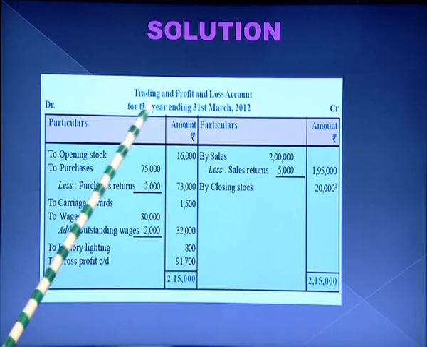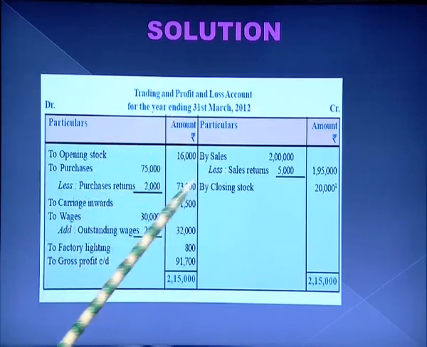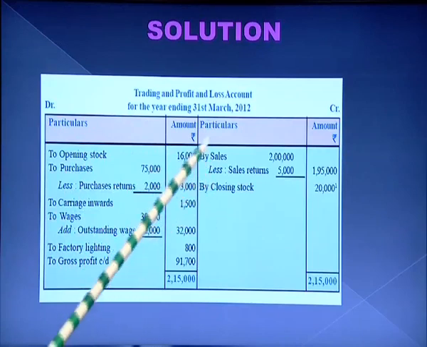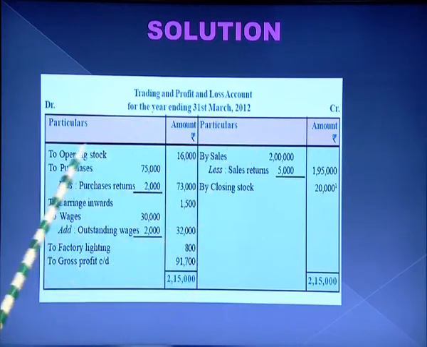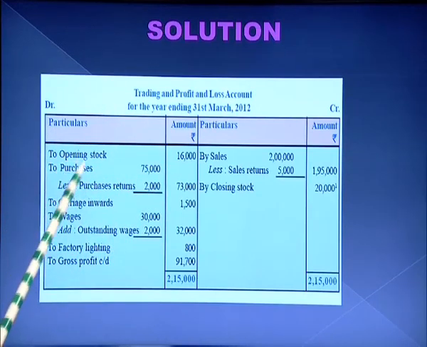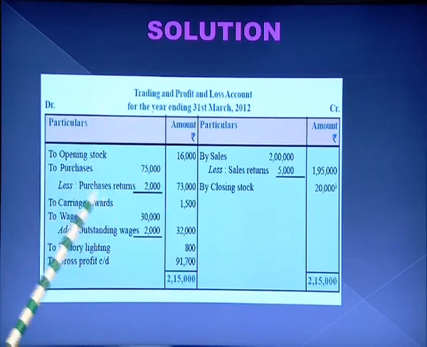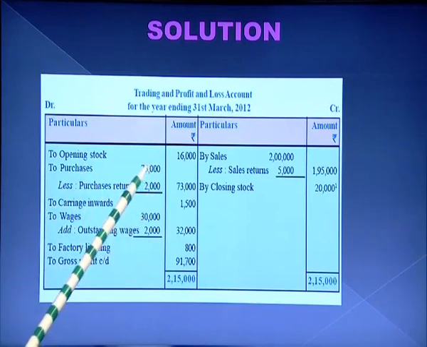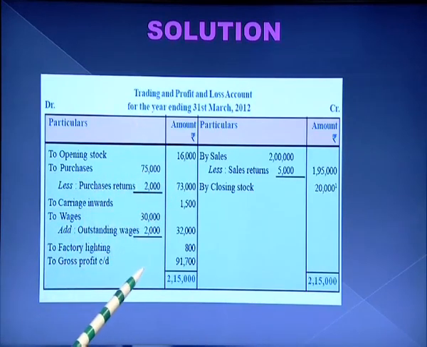So, dear learners, the trading and profit and loss account has 4 columns. Debit side has particulars and amount, and credit side has particulars and amount. First you have to write the opening stock, that is given as 16,000. Next, purchases: total value of purchase is 75,000, and we told you earlier that the total returns is 2,000. So, we deduct 2,000, that is 73,000.